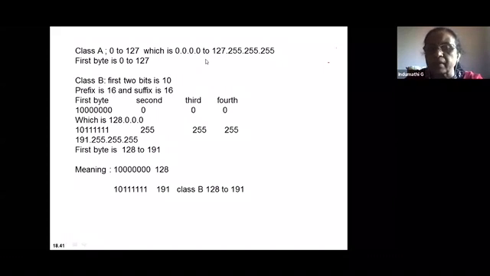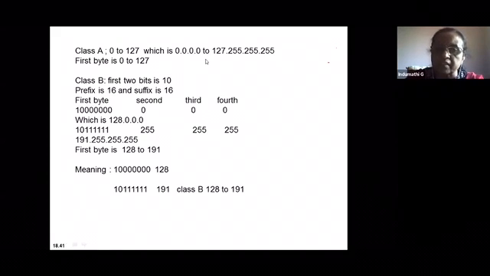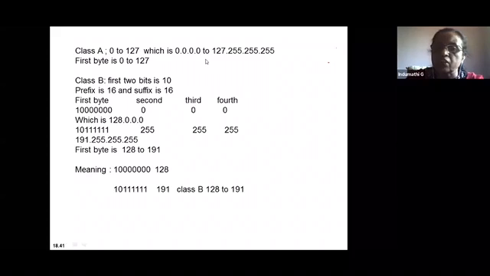Why 0 to 127? If the first bit is 0, it indicates that it is class A. So what is the first byte range? You can have from 0.0.0.0 to 127.255.255.255. That is why it is called 0 to 127, because it has only 8 bits. If you take 2 to the power of 7, minus 1, it is 127, which is a 0 followed by seven ones. So that is why you can have a range from 0 to 127 as the first byte. This is the meaning.